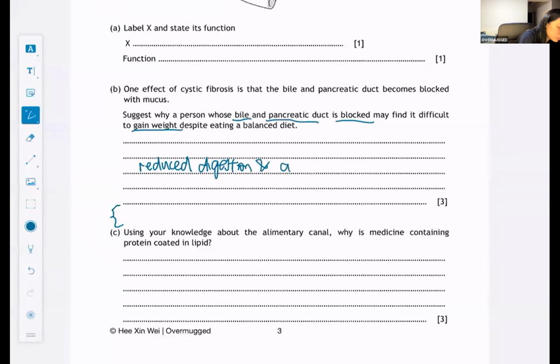And absorption. These are both concepts that you have to hit on when we talk about this question. Okay.